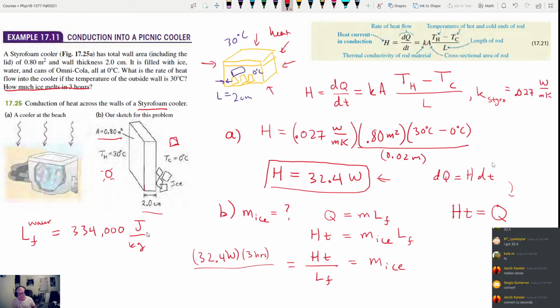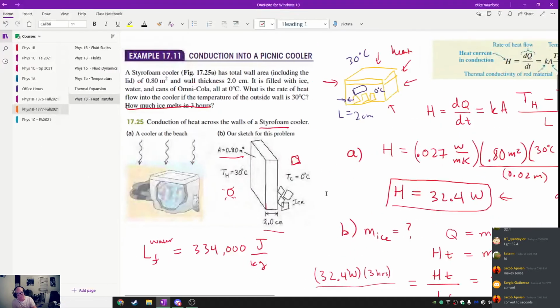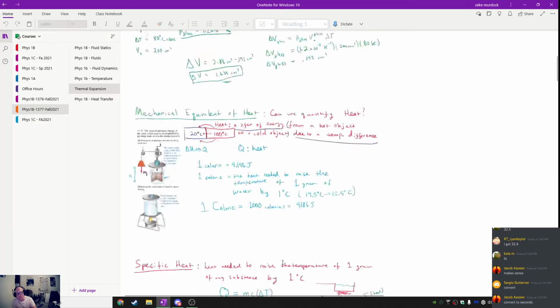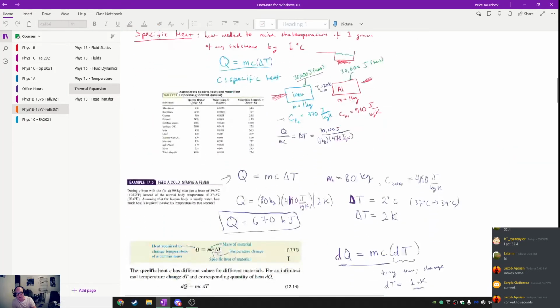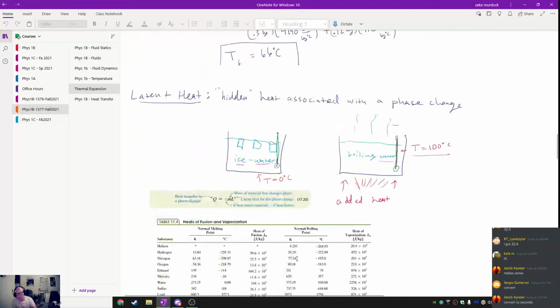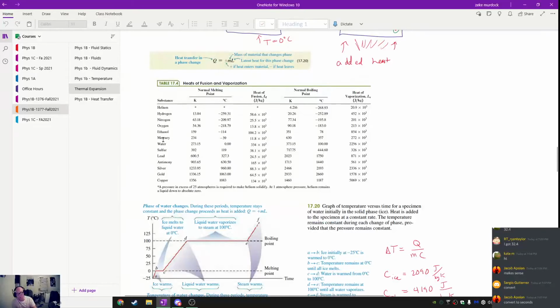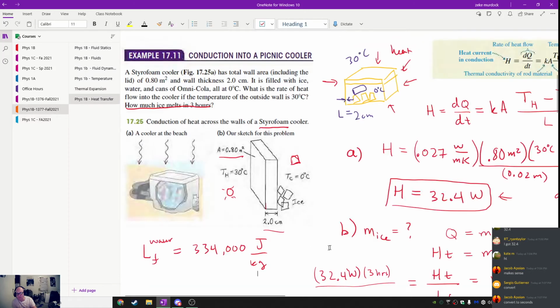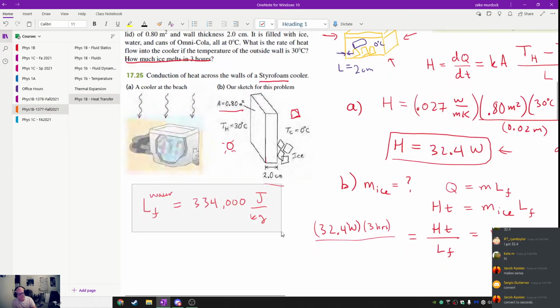I'm pretty sure this is the latent heat of fusion of water, but just to make sure, 334,000. Let's go back to last class. We must have used it at some point. Here it is. Water, 334,000. That's correct. So that's the latent heat of fusion of water. So we'll put that down here in the denominator.